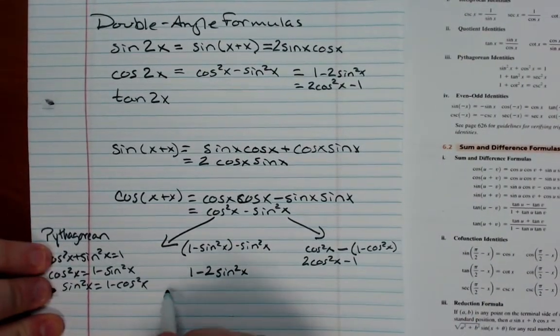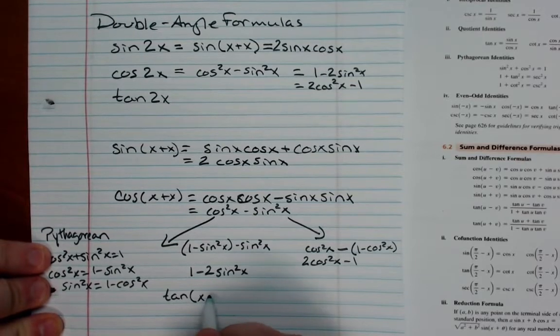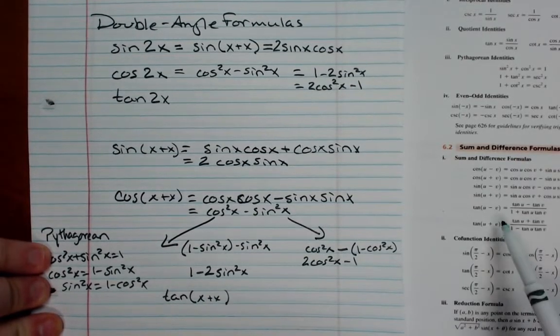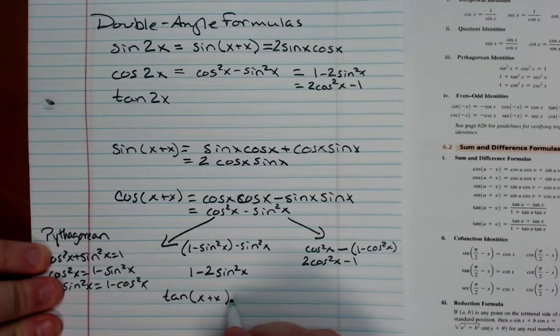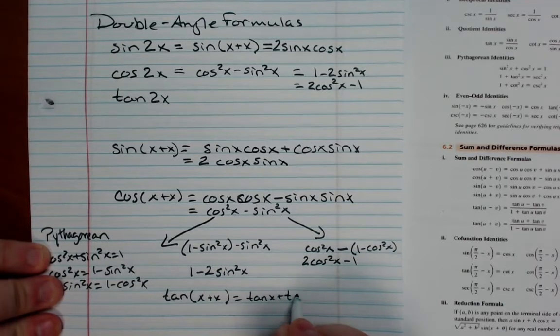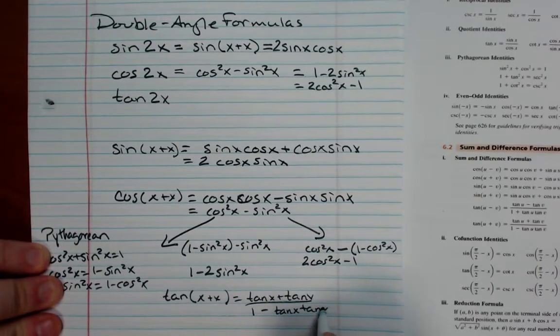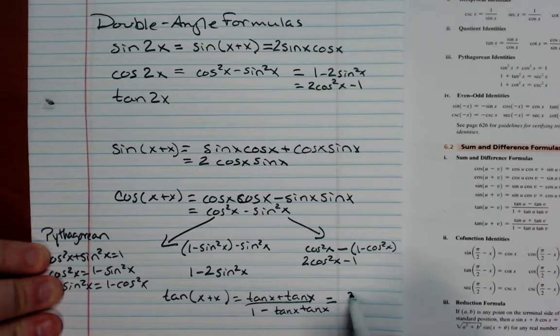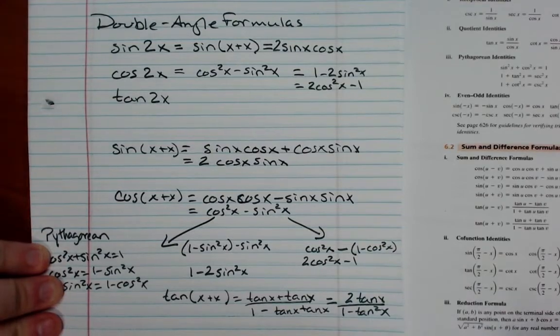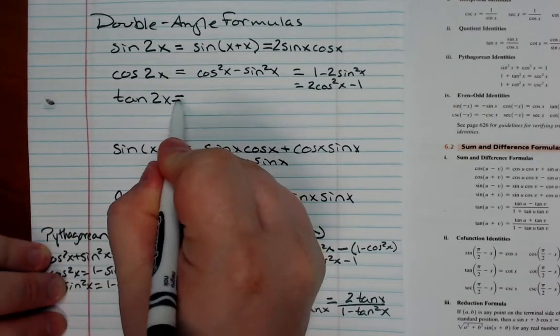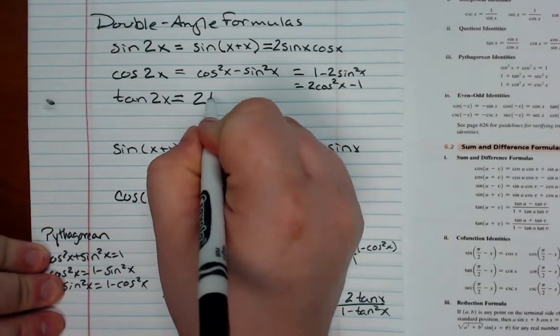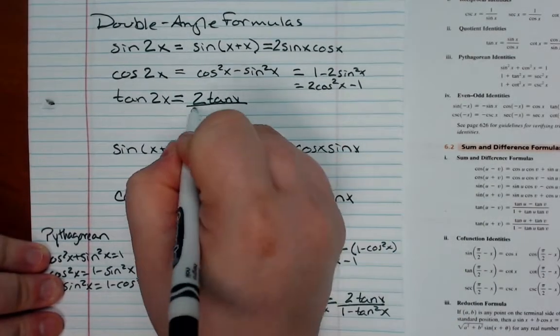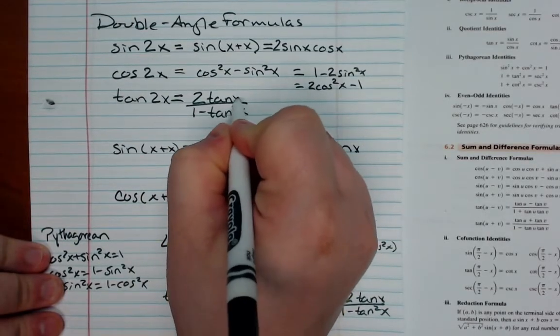we have our tangent of x plus x. And then our tangent angle addition is tan plus tan over 1 minus tan tan. So that's tan x plus tan x over 1 minus tan x tan x. And so we can reduce that as 2 tangent x over 1 minus tangent squared x. So if we have tangent of 2x, we can replace that as 2 tangent x over 1 minus tangent squared x.